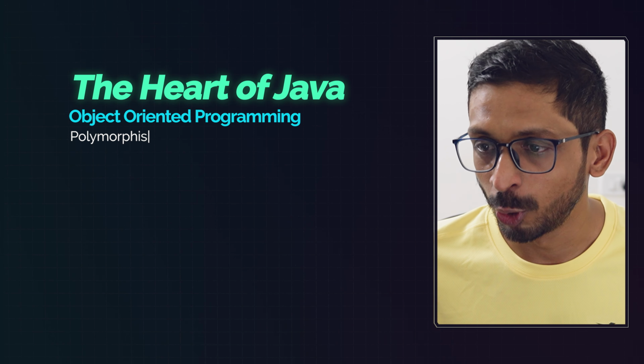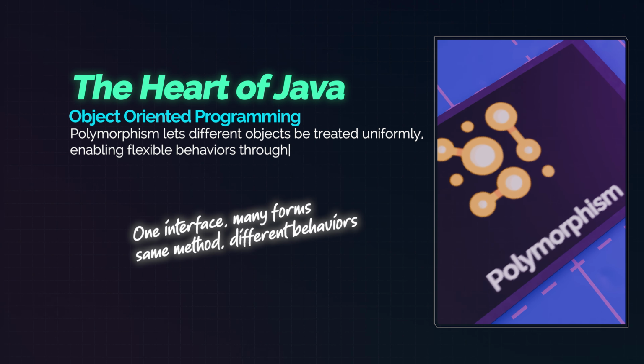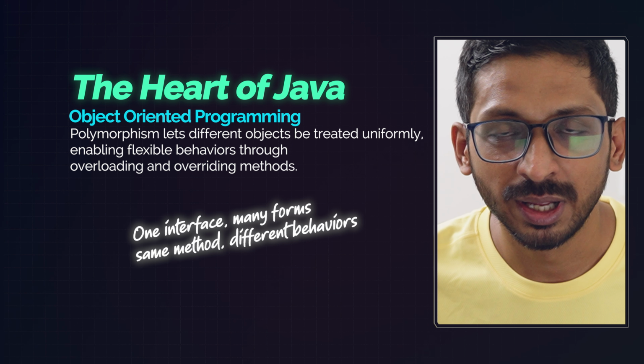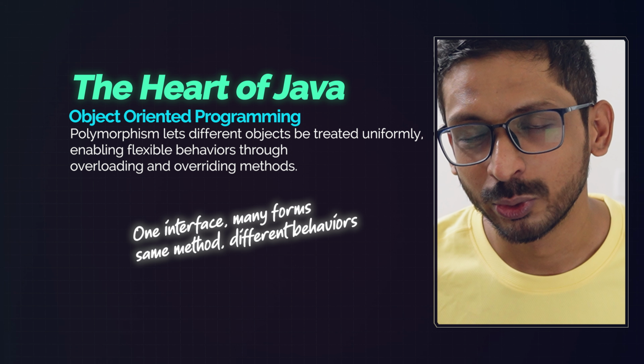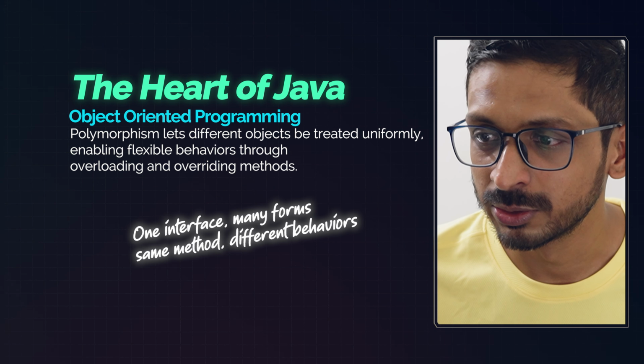Polymorphism means many forms. It lets different objects respond differently to the same method through overloading and overriding, making your code much more flexible and adaptable. The concept of overloading and overriding is something which we'll look at later on in the inheritance chapter.